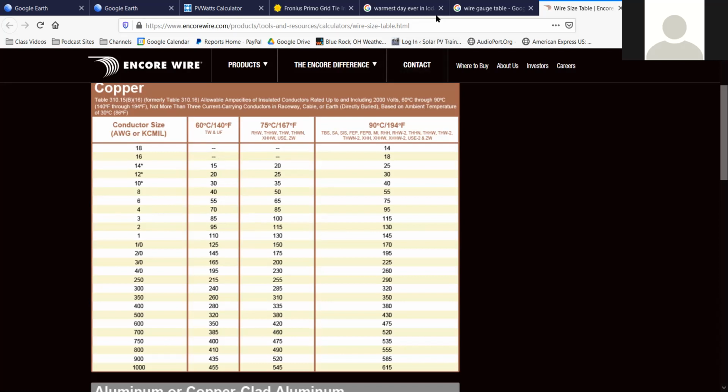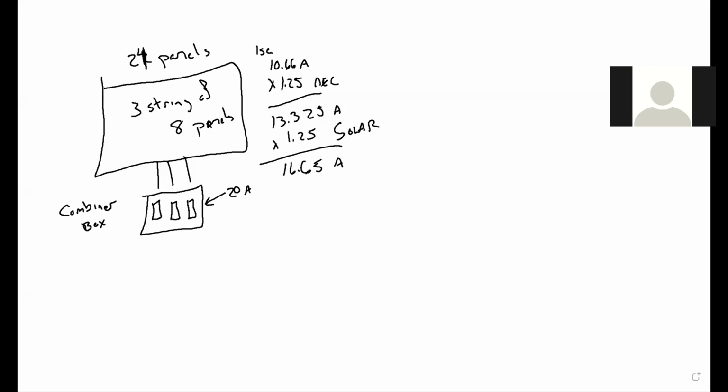So jumping back to the whiteboard design, 16.65 times 3 is 49.97 or so. So the wire coming out of here, the PV output circuit, is going to be 49.97, and that's going to be number 6 gauge wire. This up here is 12 gauge wire.